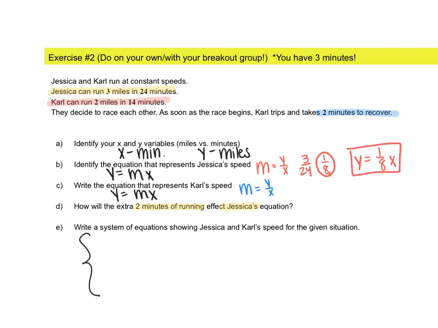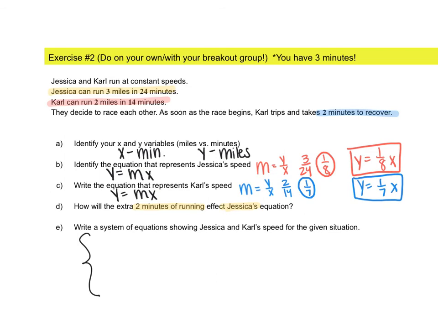All right, moving forward, we're going to do the same thing for Carl. Y divided by x, miles divided by minutes, 2 miles, 14 minutes, and this also reduces to 1/7. So this equation is y equals 1/7 x.